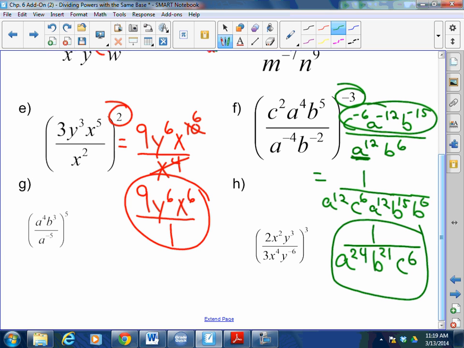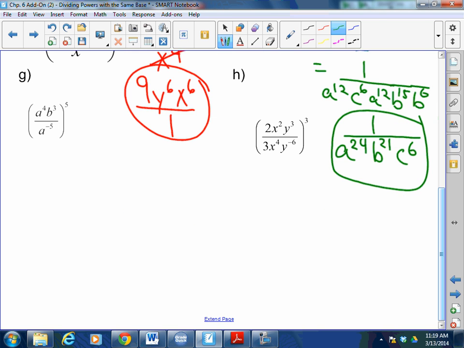Does that make sense, gentlemen? The order does not matter, because it's the commutative property.